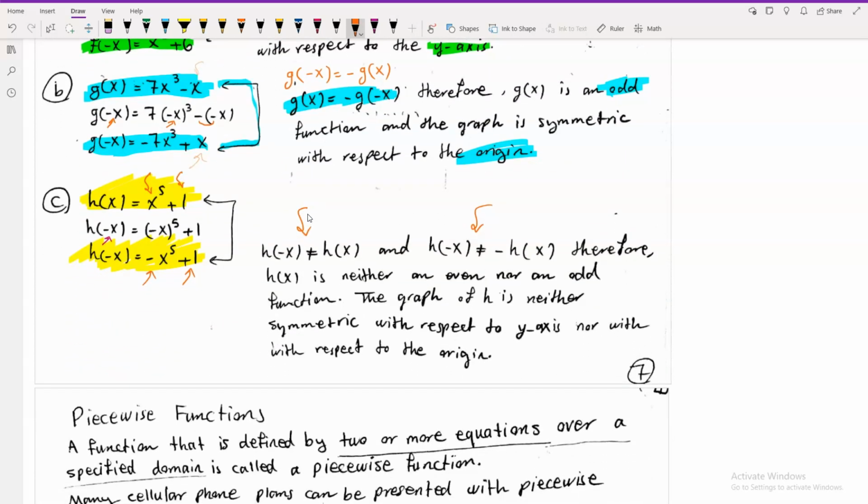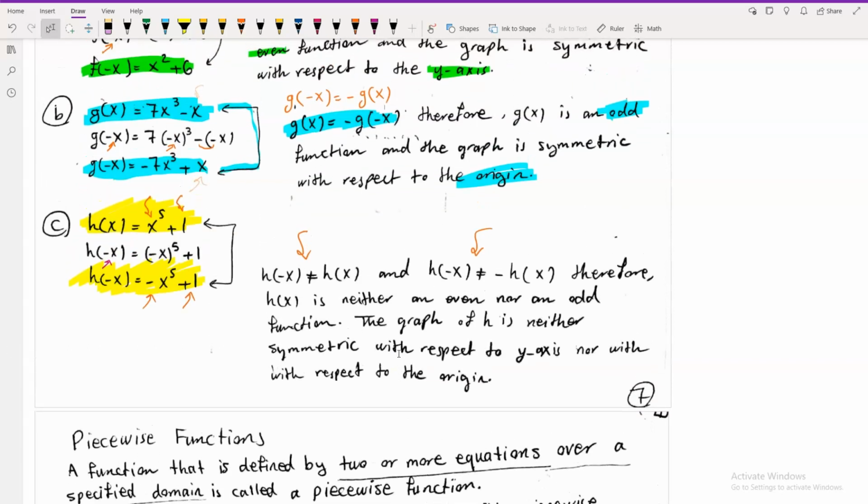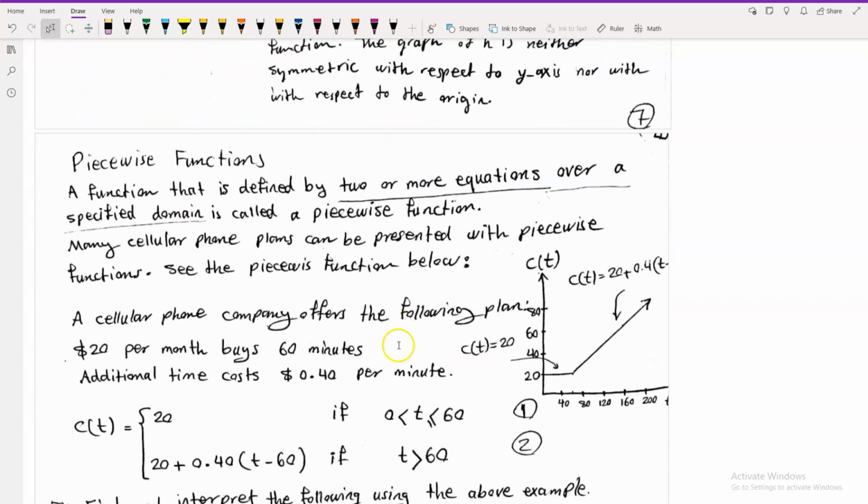So part C is neither even nor odd. So the graph of h is neither symmetric with respect to y-axis nor with respect to the origin.